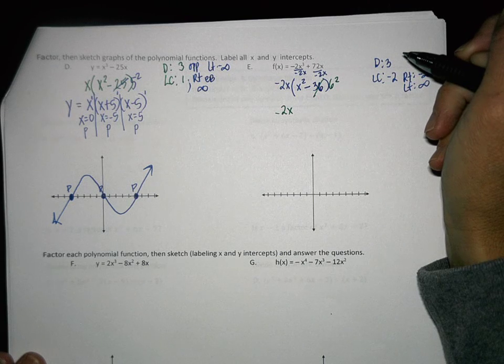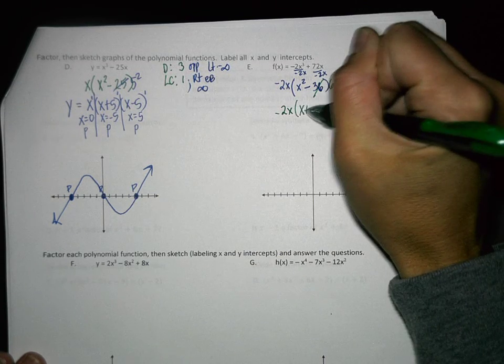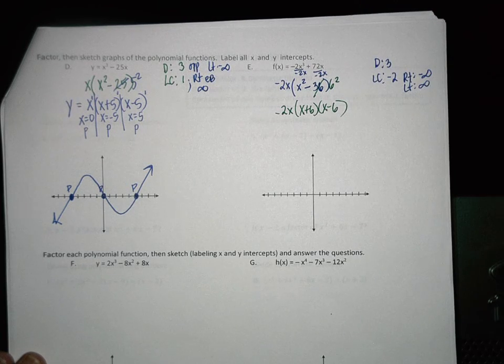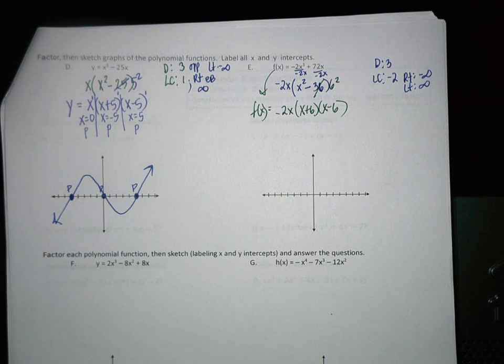x squared minus 6 squared. X plus 6, x minus 6. Can I factor anything further? No. So I'm going to bring my f of x down here. F of x equals, because this is actually an equation.